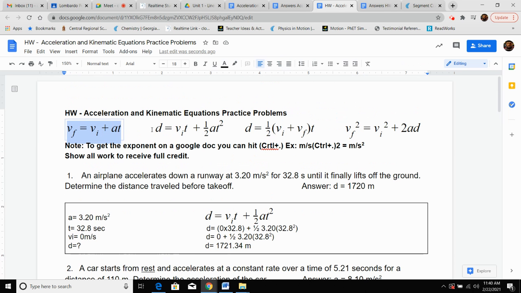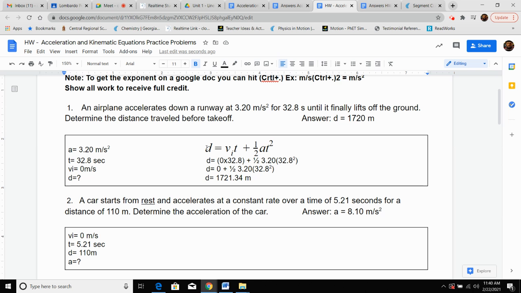This one doesn't have D, so that's automatically out. So you have one of these three, but we don't have VF. So these two are eliminated. So we're using the same equation that we just used for number 1.